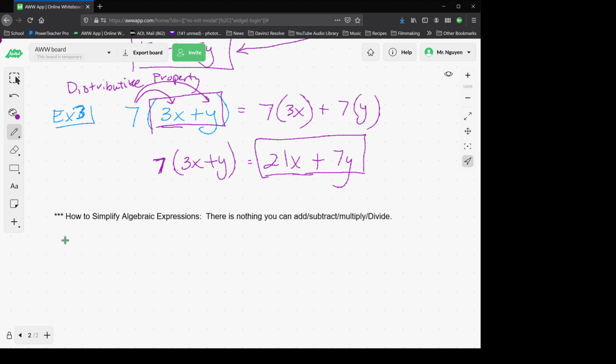And now let's take a look at factoring. And of course, I just want to say this. We're dealing with, again, equivalent expressions. This expression is equivalent to this one because they're equal to each other. Okay, now let's take a look at factoring.